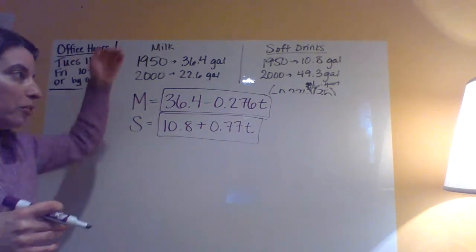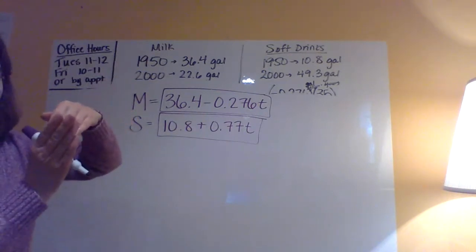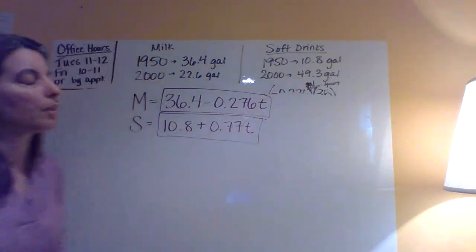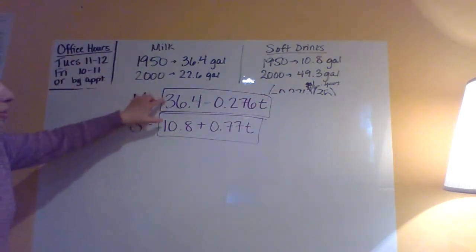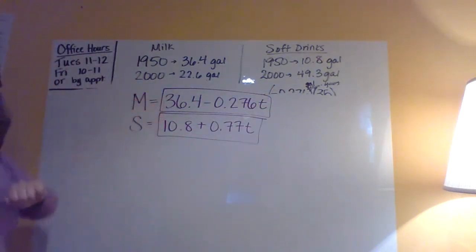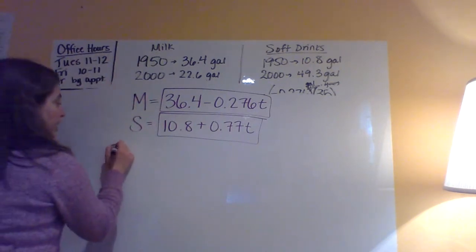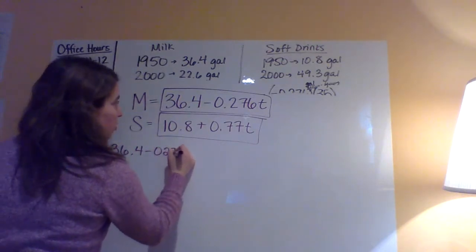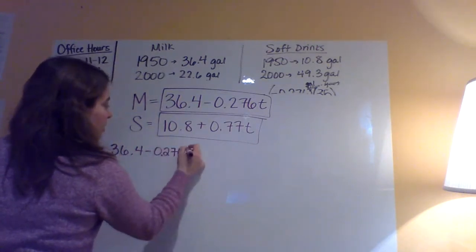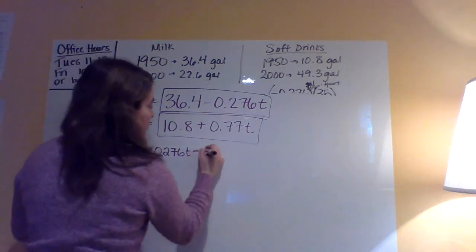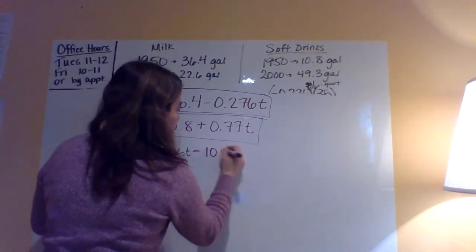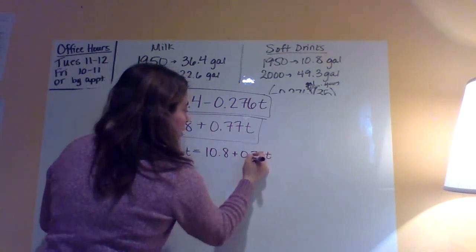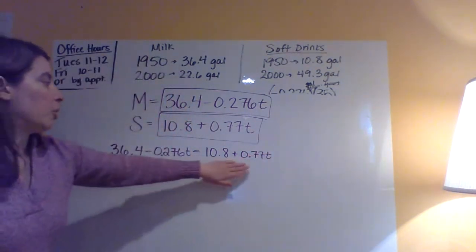Because we know milk is going down and soda's coming up, and they're going to cross each other at some point, because this ends up lower than that one. So I really want to know when these two expressions are going to be equal. So what I'm going to do is set the right-hand sides of both equations equal. I want to know what my value of t would have to be so that this equals this.